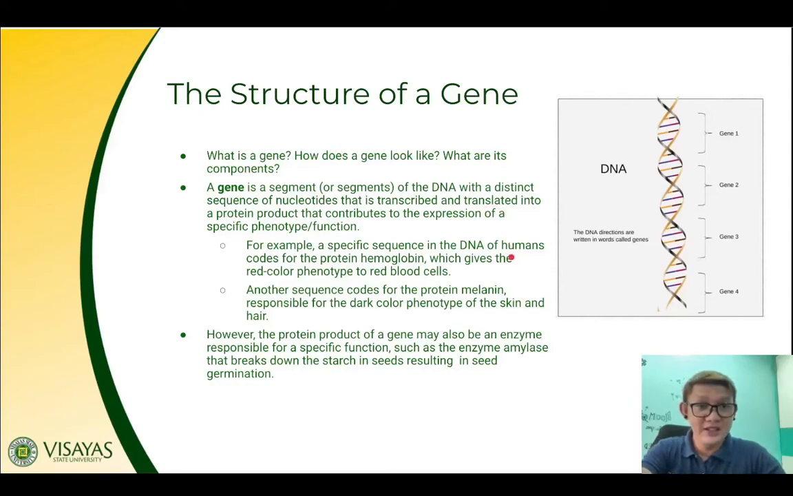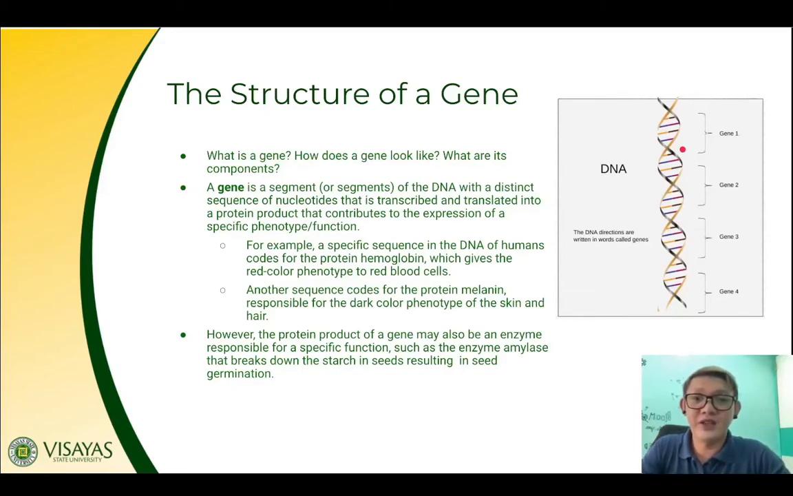For a gene, you have here a DNA, the deoxyribonucleic acid, and portions of that are sequences which could be coding for a certain trait, a certain protein. Those DNA sequences that are coding for a certain trait or phenotype are called genes. And in a particular stretch of DNA, you can find so many genes. For example, a specific sequence in the DNA of humans may code for the protein hemoglobin, which gives red color phenotype to red blood cells.